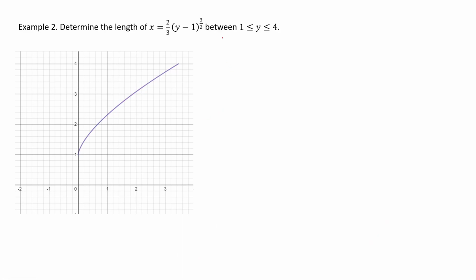So this time we're going to be determining the length of x equals 2/3 of (y minus 1) to the power of 3 halves between 1 and 4. So y is greater than or equal to 1 but less than or equal to 4. So we are integrating with respect to y because our range is in the y direction. So this is y1 and this one is y2.